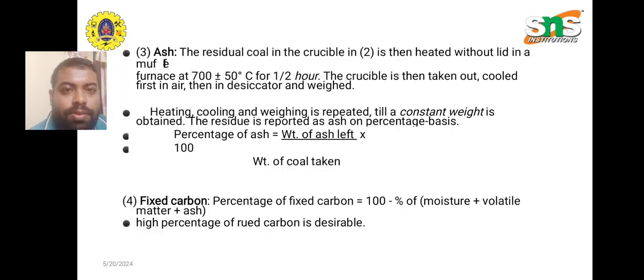Then measuring ash and fixed carbon. For measuring ash content, the residual coal in the crucible is heated without lid in a muffle furnace at 700 degrees plus or minus 50 degrees Celsius for half an hour. Then the crucible is taken out, cooled first in air and then in a desiccator and weighed. This is repeated until a constant weight is obtained. The residual is also reported on a percentage basis, where the percentage of ash is equal to weight of ash by weight of coal taken into 100. In fixed carbon, the percentage of fixed carbon is equal to 100 minus percentage of moisture plus volatile matter plus ash. A high percentage of fixed carbon is desirable.